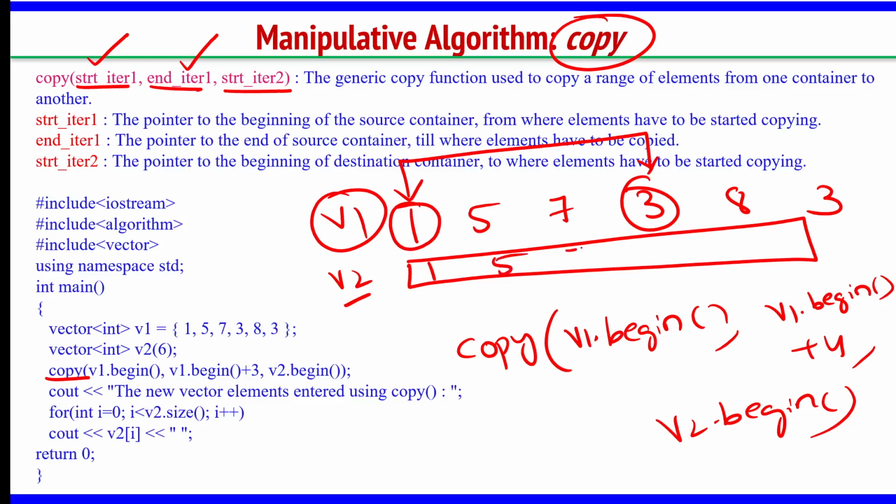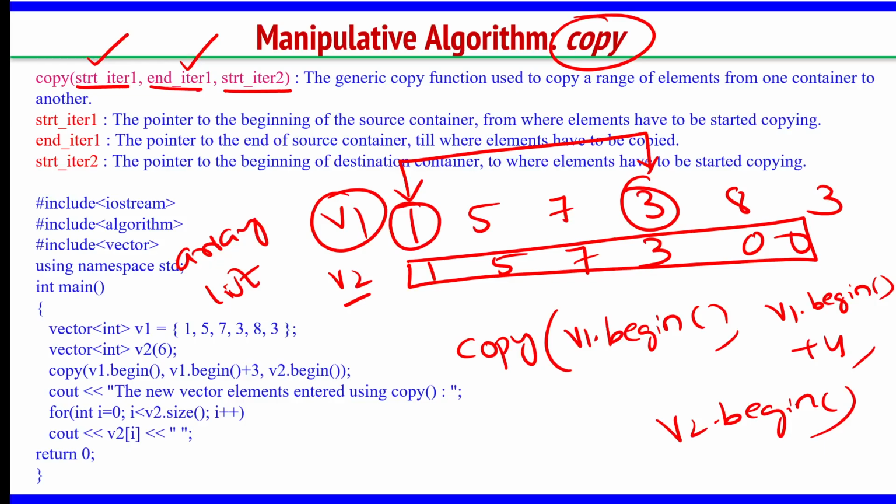So, v2 becomes 1, 5, 7, 3. What about the remaining 2 in v2? We set 6 here, so the remaining 2 will be zeros, right. So, this is about the copy function. We can copy the content of one container to another container. It can be an array, it can be a list, it can be any container. Whatever we have seen in sequence containers can be applied here for this copy function.